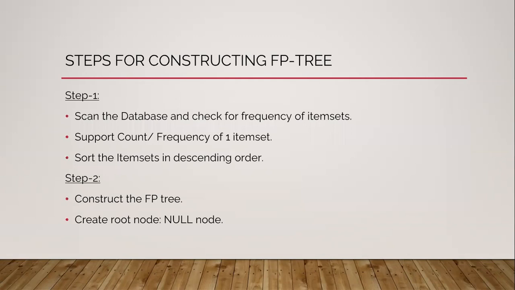Next, coming to the steps involved in the construction of the FP-tree. Step 1, we have to scan the database and check for the frequency of items. Frequency in the sense of occurrences of item sets in the database. This step is the same as the first step of the Apriori algorithm. Here, the count of one item set in the database is called the support count or frequency of one item set. And we have to sort the item sets in descending order.